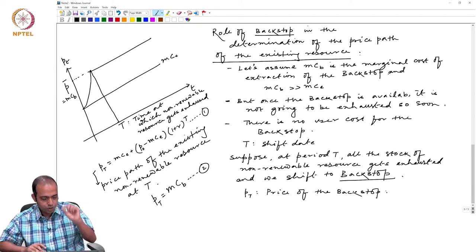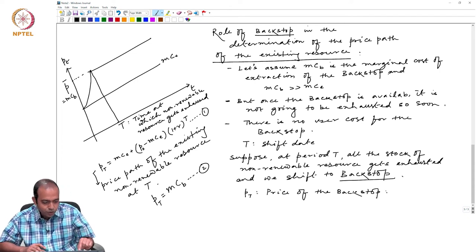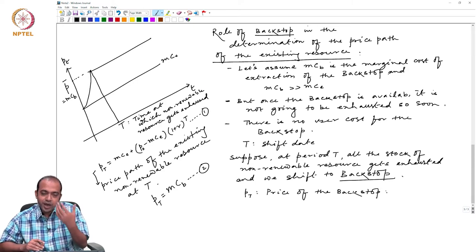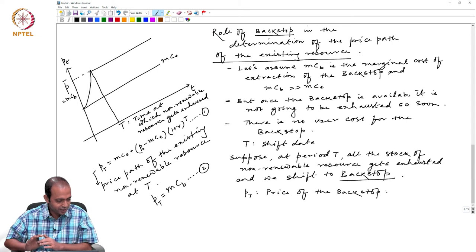So, this is a little conceptual. What I am saying is, at time period T, first we are trying to understand what is the price path of the existing resource. So, this is coming from the first rule of optimal extraction, Pt equals MCE plus P0 minus MCE into 1 plus R to the power T. The second equation tells us that at time period T, if we assume Pt is the price of the backstop, then that is simply determined by MCB, since there is no user cost. There is no user cost for the backstop, we have already defined earlier. That is why with MCB, we are not adding anything. Okay? We are not adding anything.